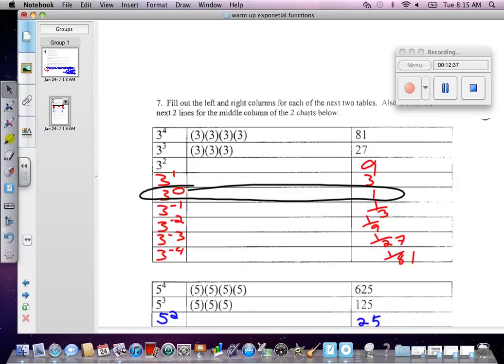After filling out 3 tables, make a hypothesis for a rule anytime a base is raised to the 0 power. It becomes what? 2 to the 0 power was 1. 3 to the 0 power was 1. 5 to the 0 power is 1. So anything raised to the 0 power is 1.